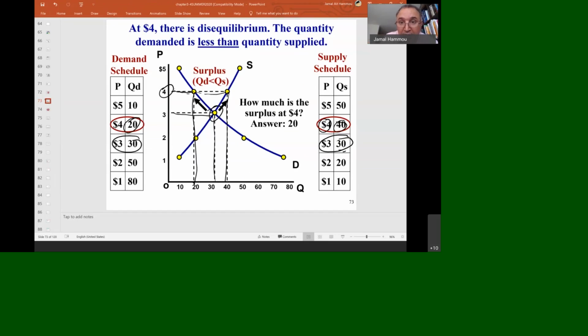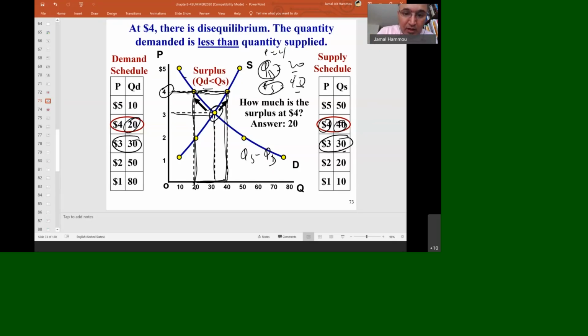So QD at the price equals 4: this is the demand curve, down equals 20. For QS, I go all the way to the supply curve and come up with 40. So we have QD less than QS. If QD is less than QS, we have what we call a surplus. How much is the surplus? It's 40 minus 20. The surplus is QS minus QD. The distance between these two points is the same as the distance here. Okay, so that's how we come up with it. So now we have a surplus.